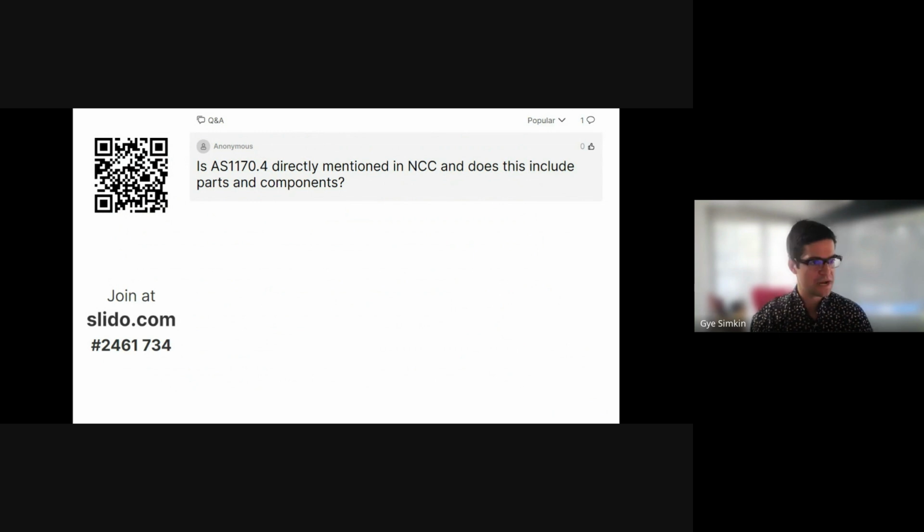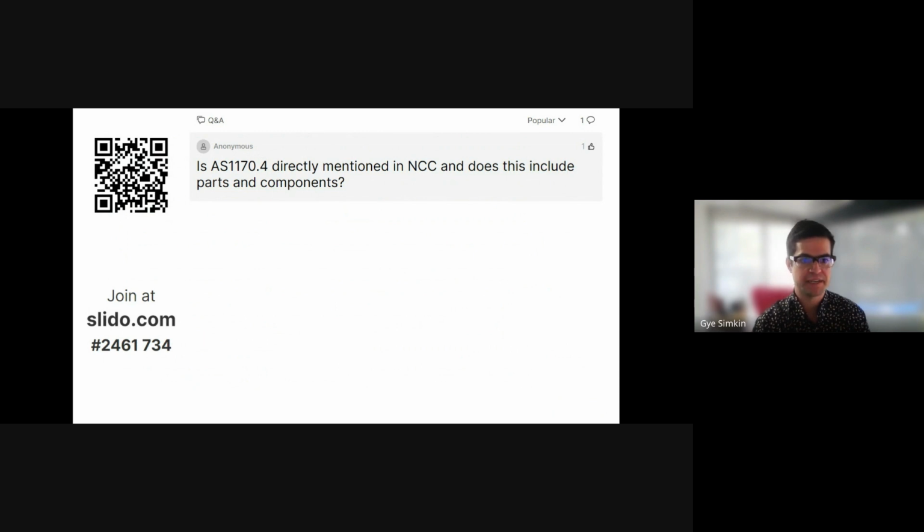So there's one question currently. These should update. Someone has asked, is the Australian Earthquake Standard 1170.4 directly mentioned in the NCC? And does this include parts and components? Hopefully I touched on that.